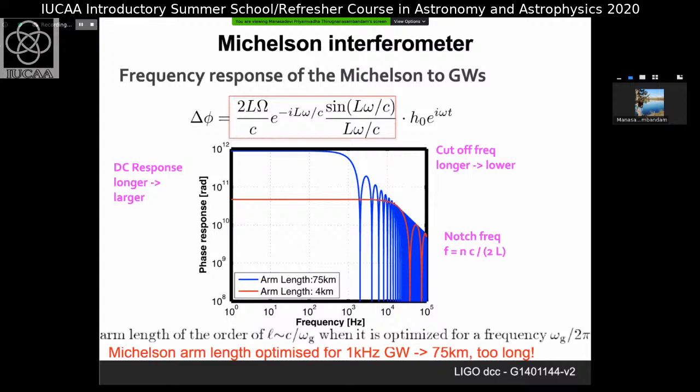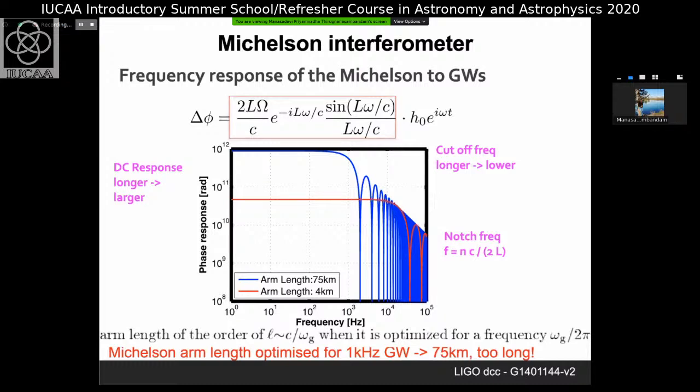So if you were to use a Michelson interferometer on the Earth to detect a 1 kilohertz gravitational wave with optimal sensitivity, then the length of the Michelson would be 75 kilometers along each arm. But that's too long. We know that that comes with a lot of practical issues, given the curvature of the Earth and how large the mirrors have to be if you have to propagate a laser beam for 75 kilometers.